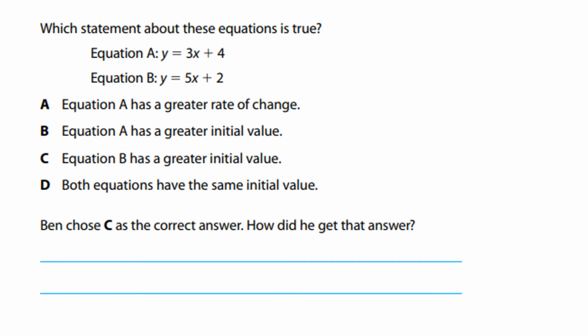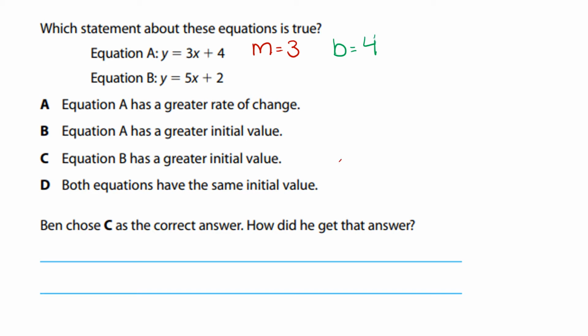For our next problem, it says which statement about these equations is true? So for equation A, we have y equals 3x plus 4. Our rate of change is our mx value that always goes together, that's 3. And our initial value is the plus b at the end, which is 4.